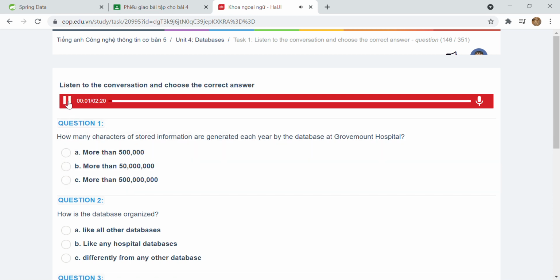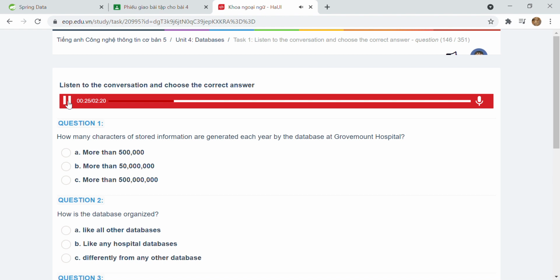What size is the database at Grovemount Hospital? Pretty big. To give you some idea, over a 5-day period of care for one patient, somewhere in the region of 25,000 characters of data might be generated. That would include matters relating to the patient's medical history, laboratory reports, medical treatment, invoices, and so on.